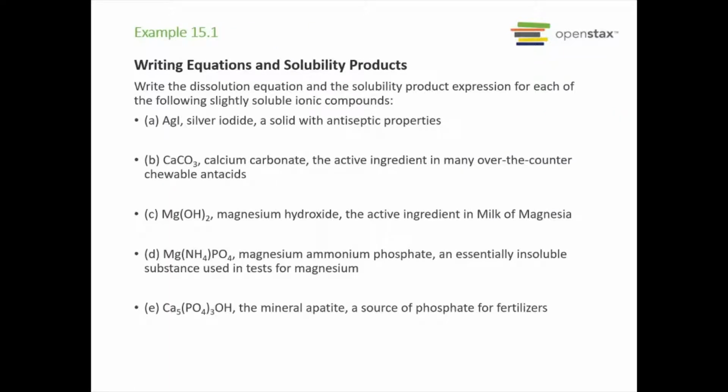So let's start by doing some examples, starting with AgI, silver iodide, a solid with antiseptic properties. AgI solid goes back and forth between Ag plus aqueous and I minus aqueous. You need to be able to look at it and figure out where your cation and anion are. A nice reminder of chapter 2 or 3 or 4, something like that. So then our KSP is equal to Ag plus times I minus.